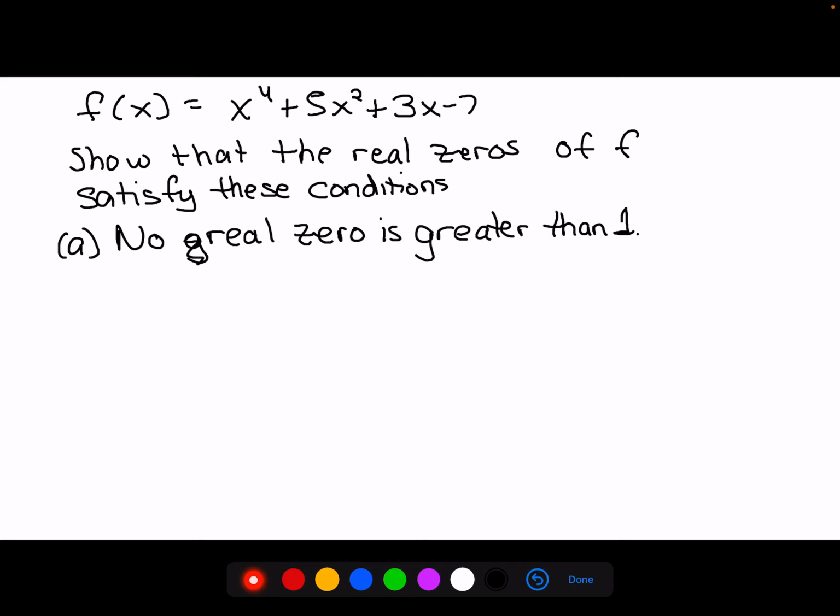All right, so 1 is that c value, that possible boundary. We're going to show that 1 is that boundary and that your zeros can't be bigger than that. And 1's not necessarily a 0. In fact, when we do the division here, we're going to find out it's not.